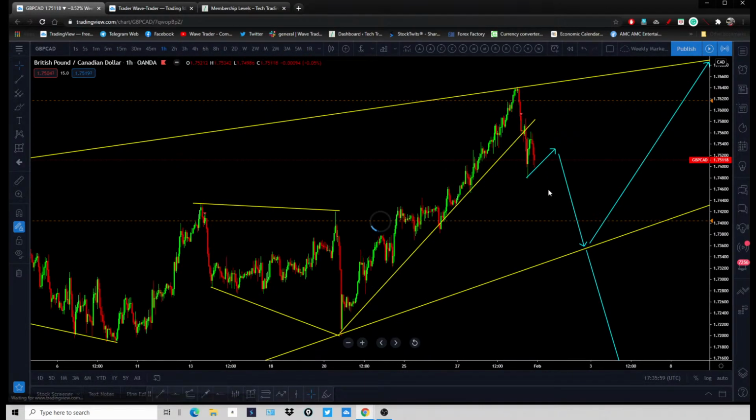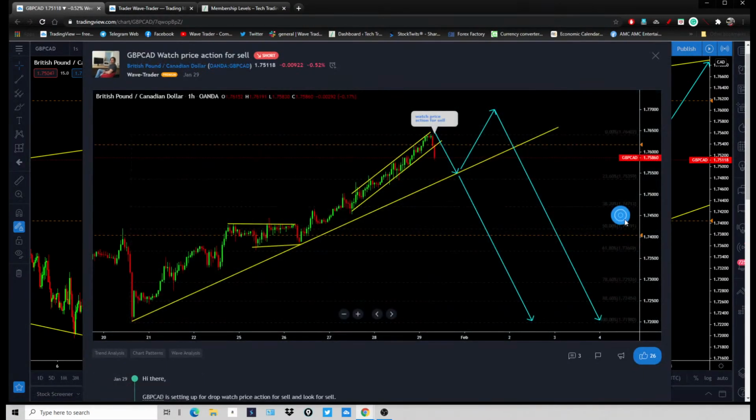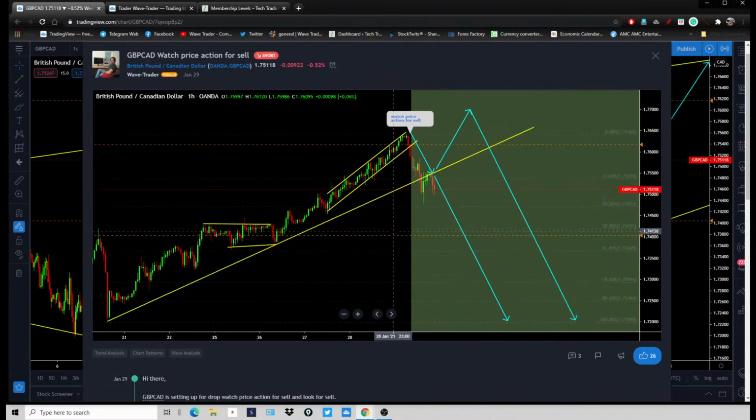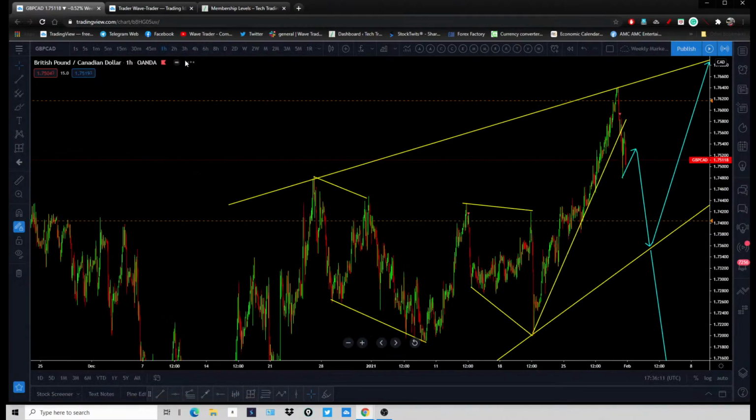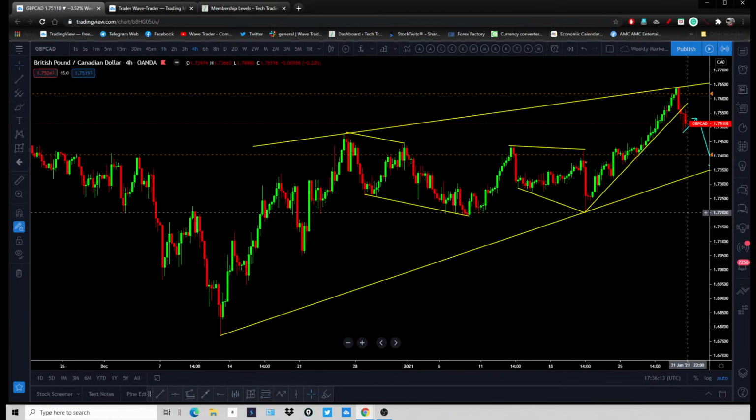This one was a good sell opportunity. We waited for that chart throughout the week, and finally we got that sell on this chart. So hopefully there is going to be a lot of money on this chart for next week.